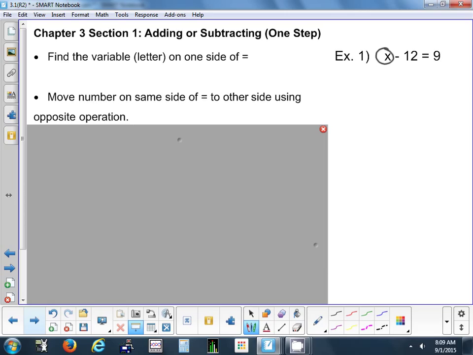So Sam, what do you want to do? Add 12 to both. Add 12, right? How do you know you're going to add 12, Sam? Because it's going to leave the x alone.